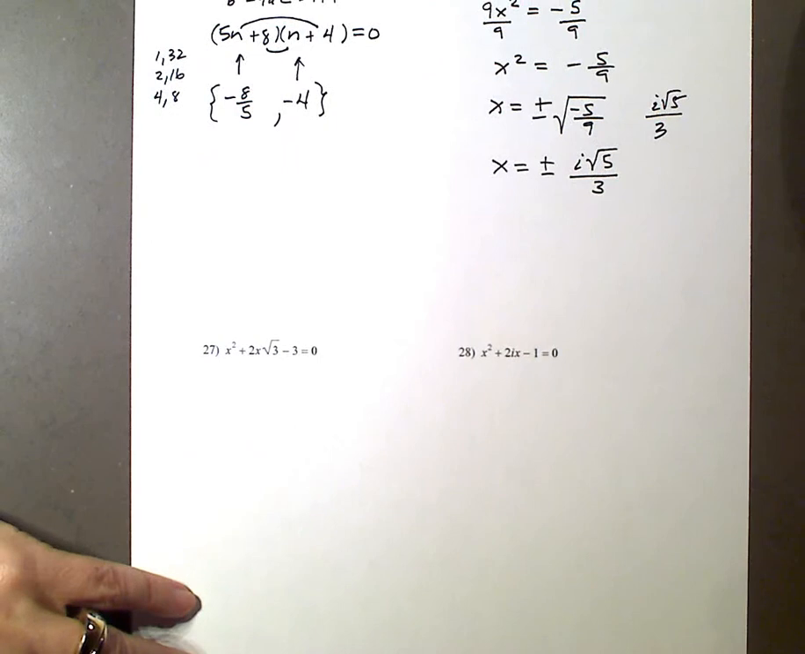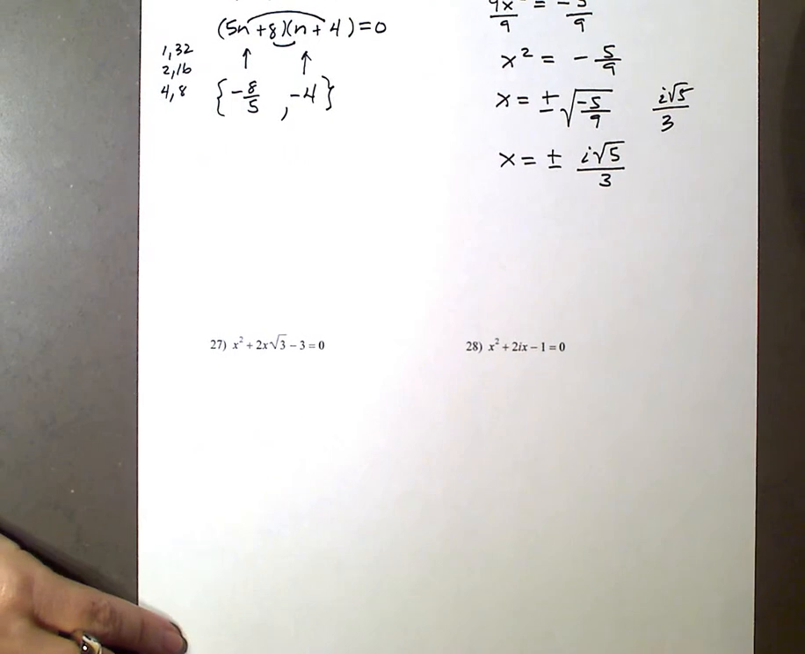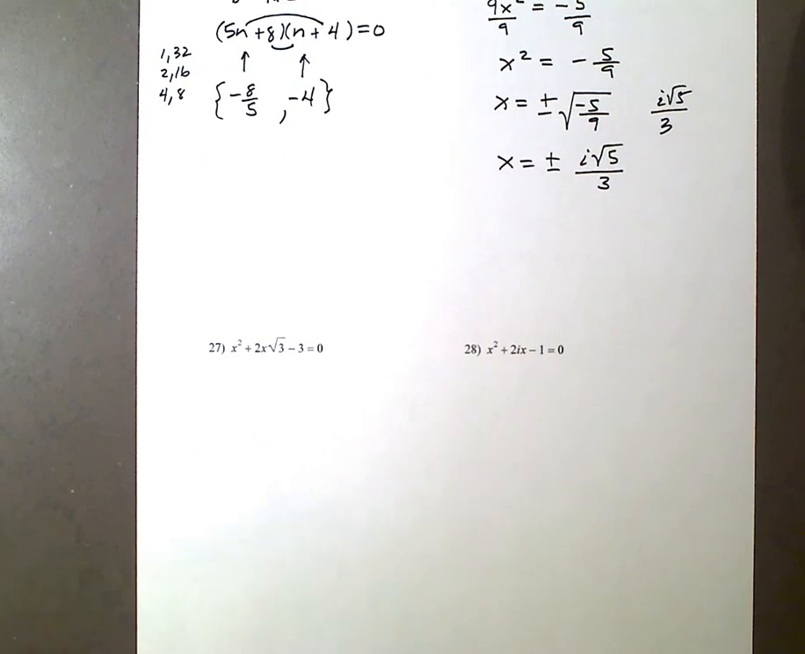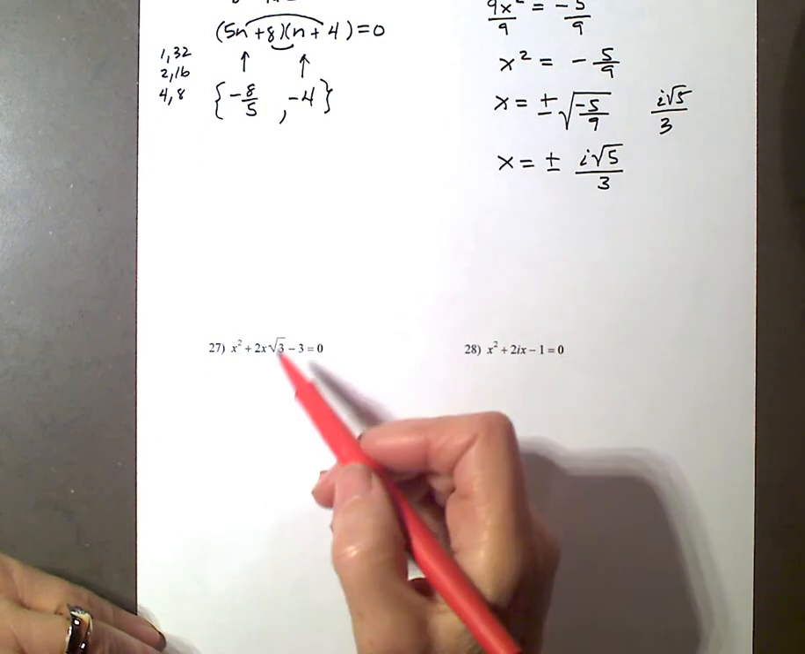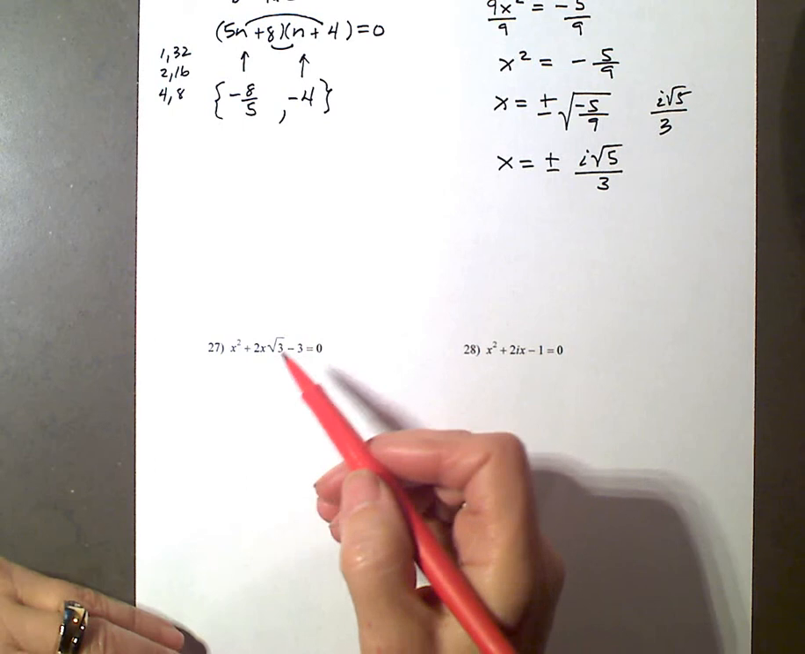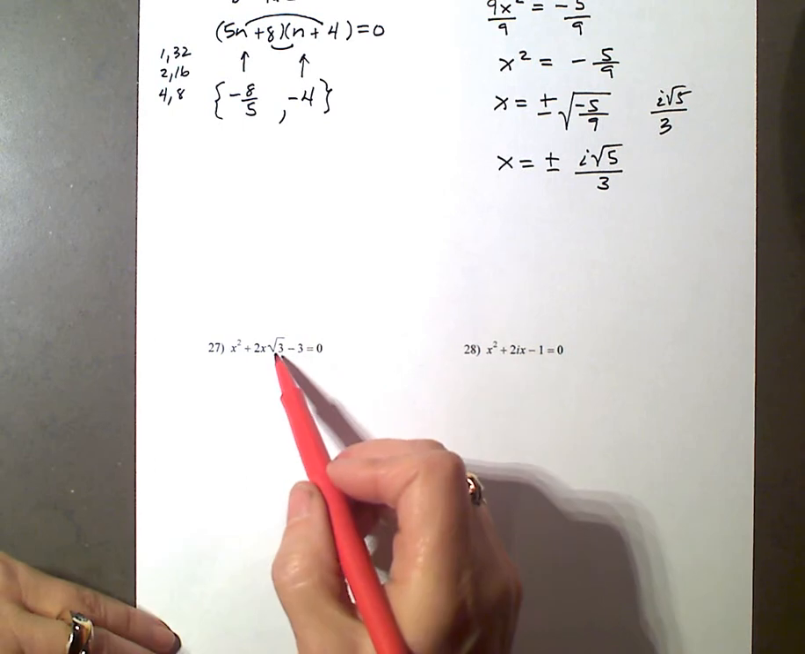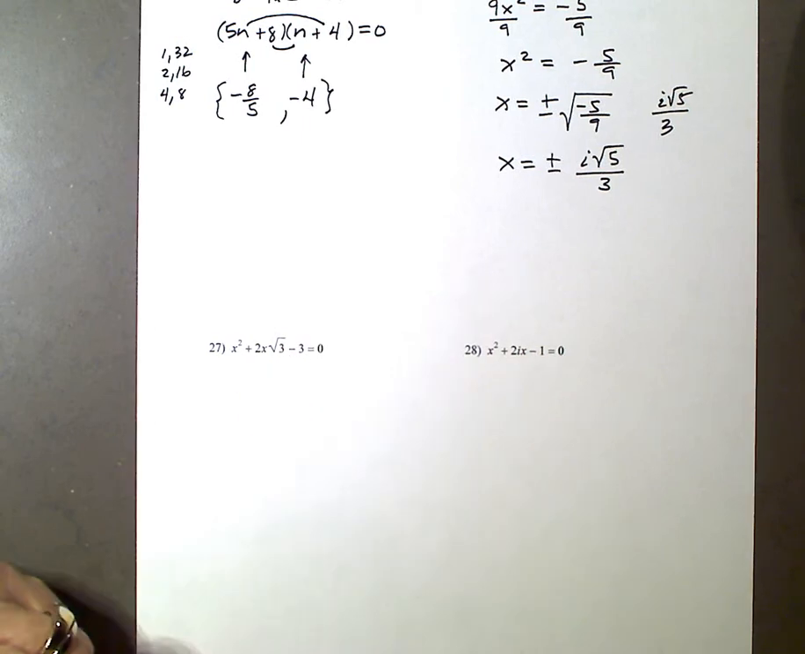Okay, number 27 causes some confusion because kids jump in and just see the square root and they think, oh, I'm going to isolate that and square both sides, or I'm going to use the square root of this as a function of x and look for it squared over here. But this is just a number.